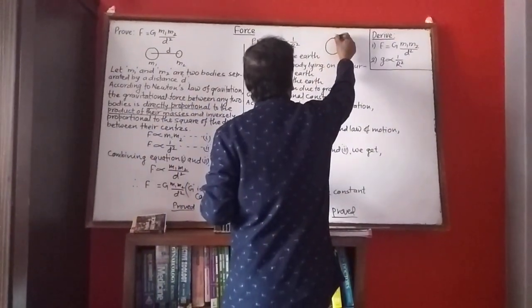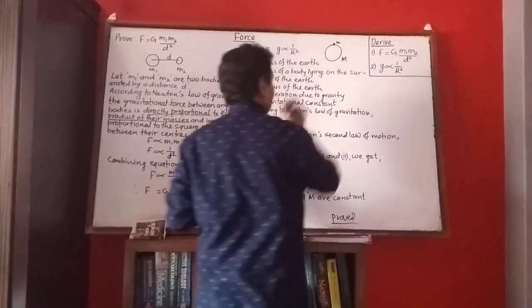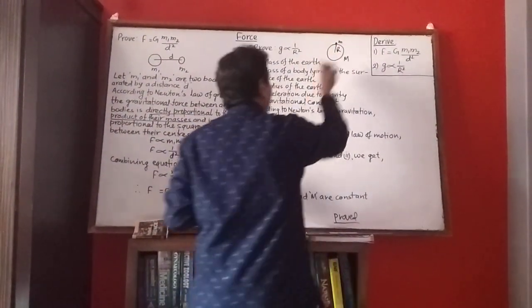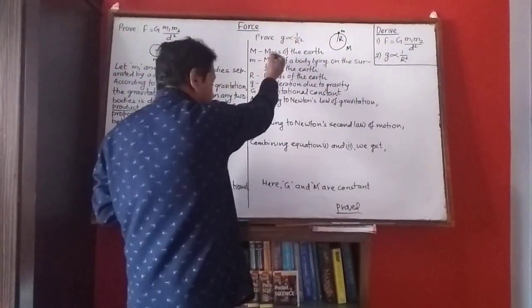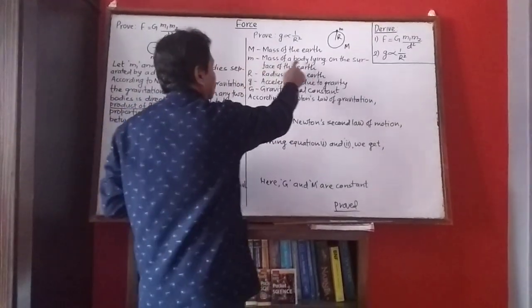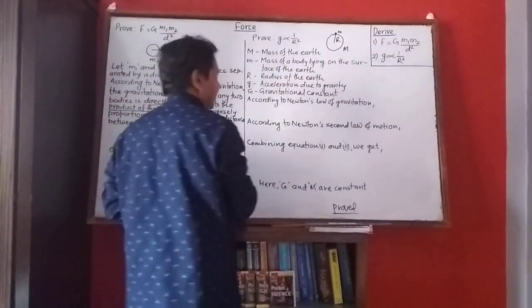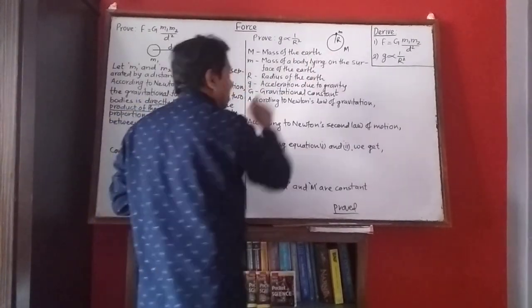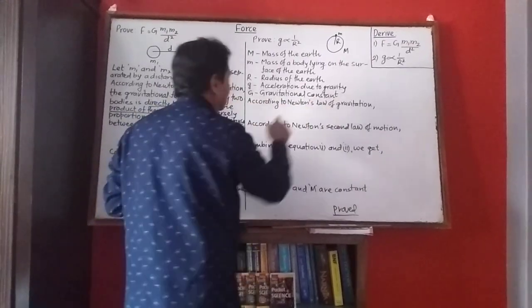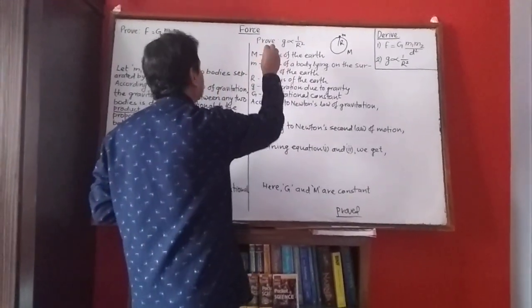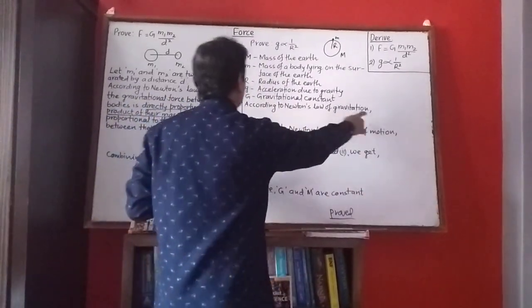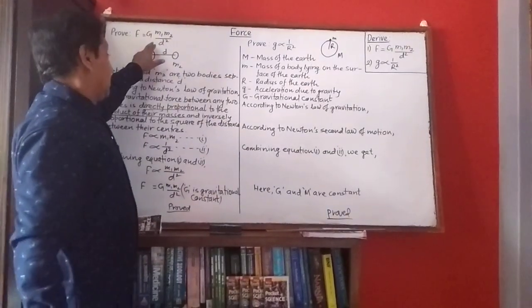And a body is lying on its surface. Let's say its mass is small m. And this is the radius of the earth, R. Now we can consider all these symbols here. Capital M is the mass of the earth. Small m is the mass of a body lying on the surface of the earth. Capital R is the radius of the earth. And small g is the acceleration due to gravity. Capital G is the gravitational constant. Now, considering all these symbols, we have to go through the derivation. According to Newton's law of gravitation, just now I found this.